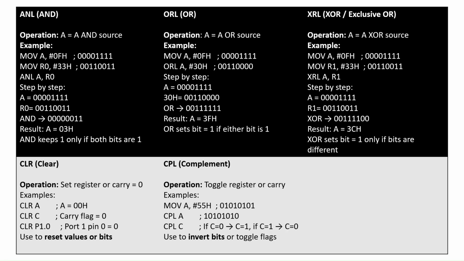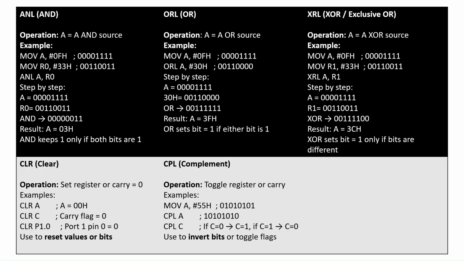Here, the value in the accumulator is 0F in hexadecimal, which in binary is 00001111. The value in register R0 is 33 in hexadecimal, which is 00110011 in binary. When we perform the AND operation, only the bits that are 1 in both numbers remain 1. So the result becomes 00000011, which is 03H. This result is stored in the accumulator.